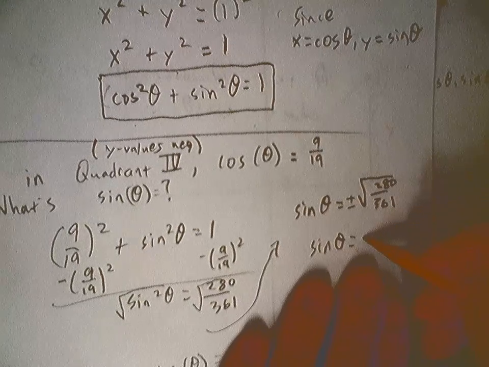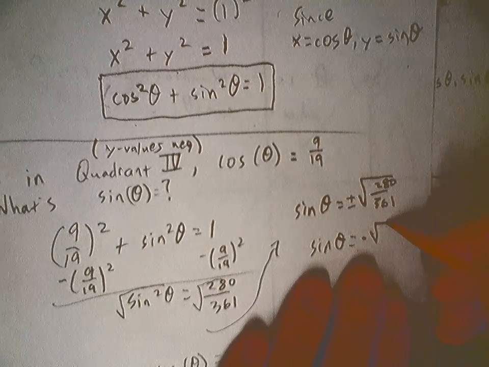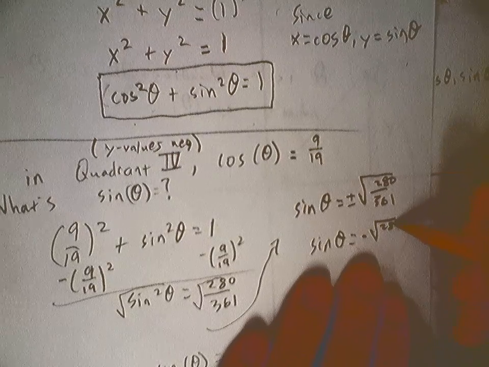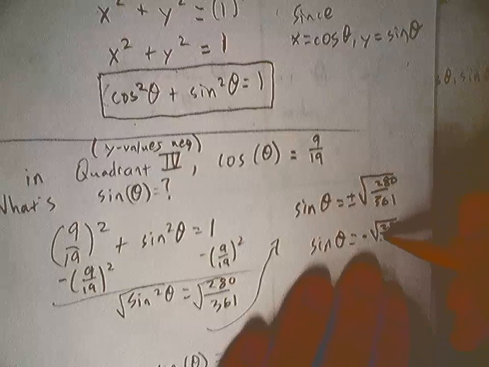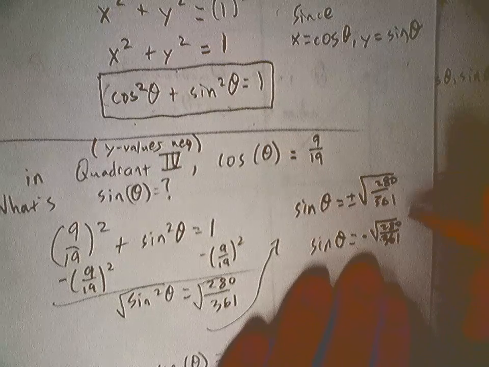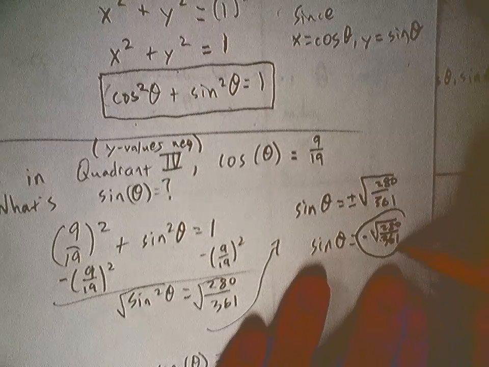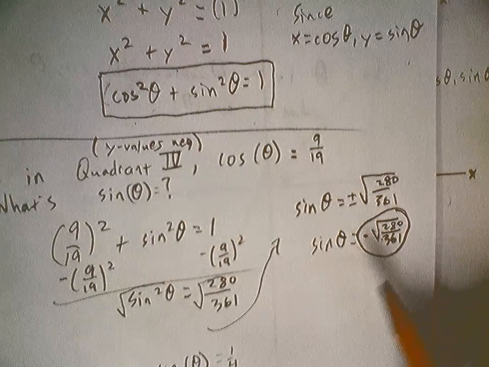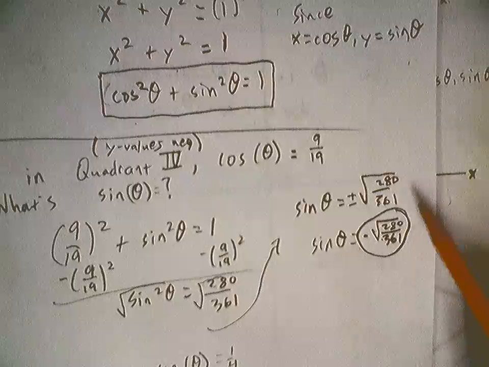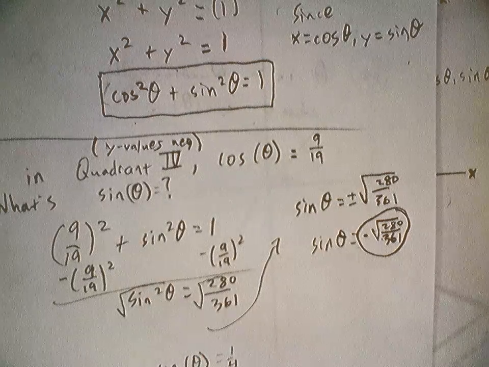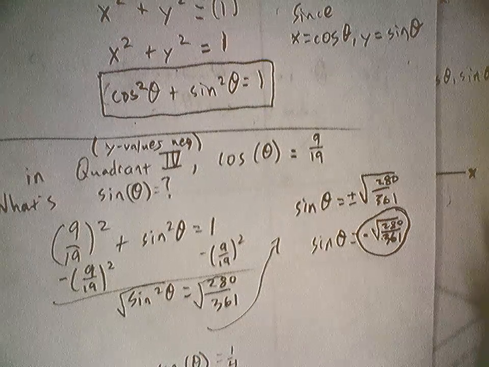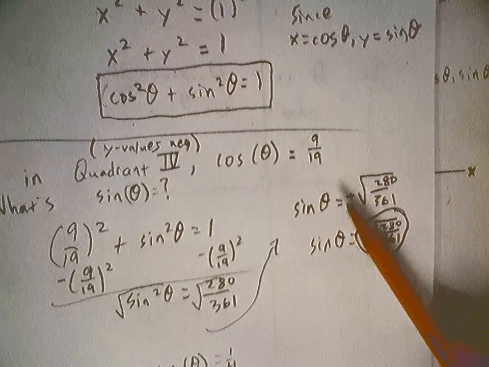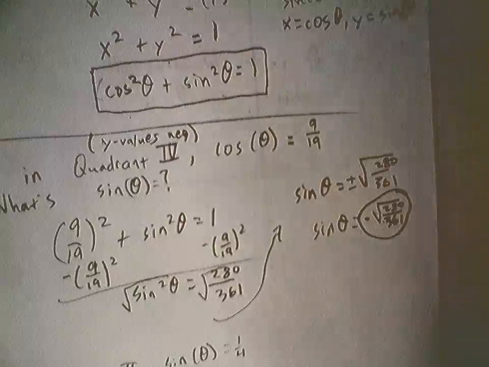So the final answer for this, since that angle is in quadrant 4, we're going to go with the negative square root of 280 over 361. We're not going to include the positive version since our angle is in quadrant 4, which means this value has to be negative. So we're going to throw out the positive value.